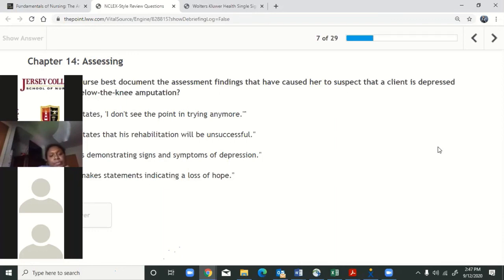Well, I would say D. I don't know. But B doesn't state what the client said, because the quote, it just says client states. And after the client states, that's what we're looking after, from the quotation.